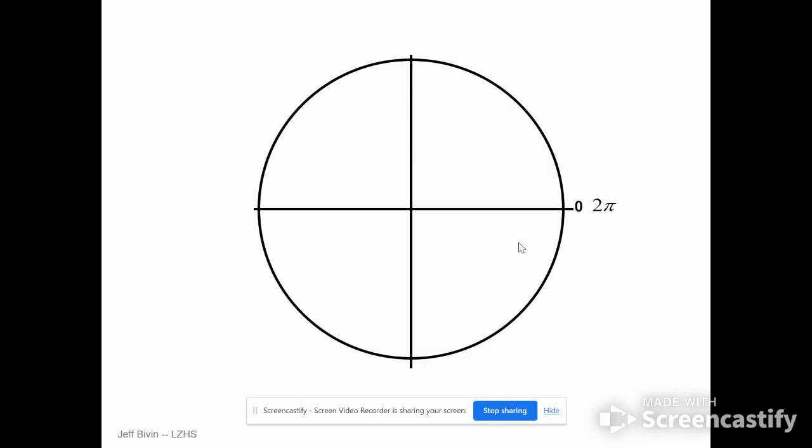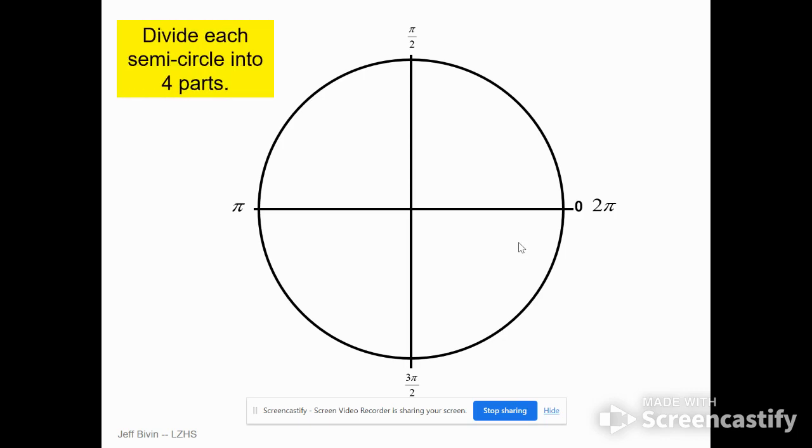All right, so now we're going to talk about radians. We talked about that from 0 to 2 pi. 2 pi is all the way around the circle. So halfway around the circle is pi. Half of half is pi over 2. And then we have 3 pi over 2. So we've already talked about these quadrantal angles. Now we're going to fill in the in-between.